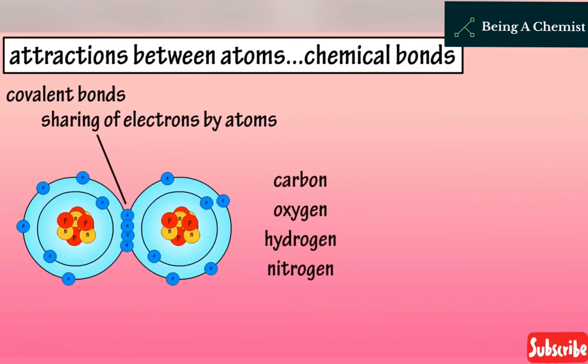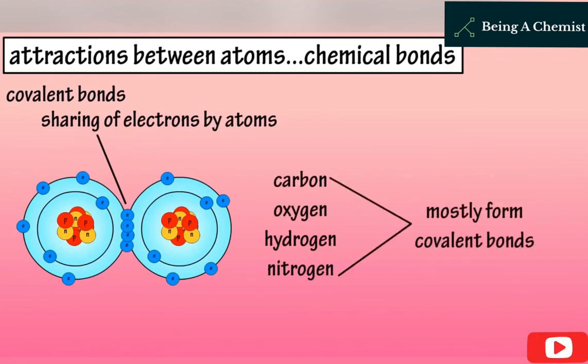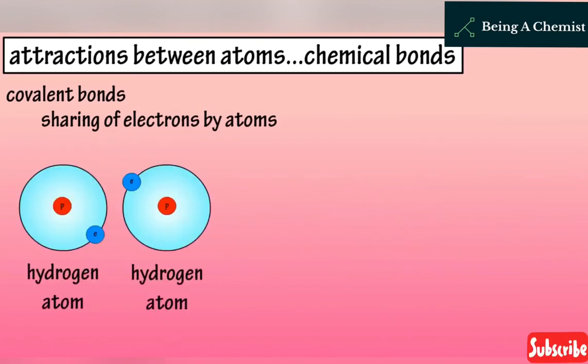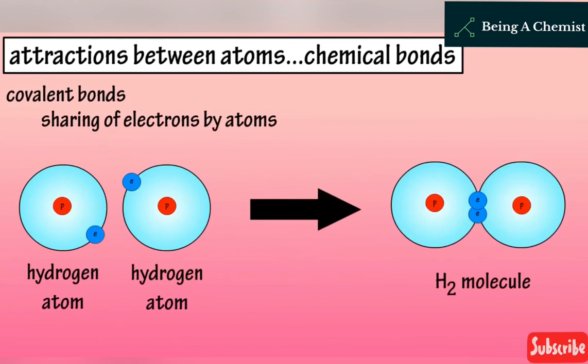Carbon, oxygen, hydrogen, and nitrogen: these 4 atoms mostly form covalent bonds. For example, 2 hydrogen atoms will form an H2 molecule by the sharing of their 2 electrons.